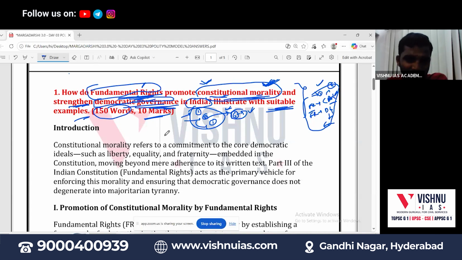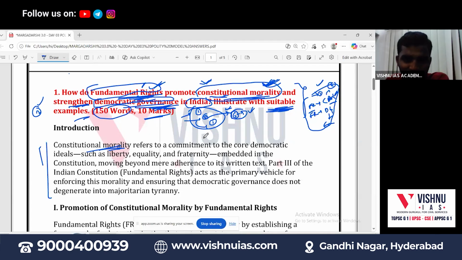Within the introduction, what I generally expect is the definition of constitutional morality, the need for democratic governance, and the use of fundamental rights. And examples, since examples are being asked, you can quote one or two examples in the introduction also. Let us see the introduction.